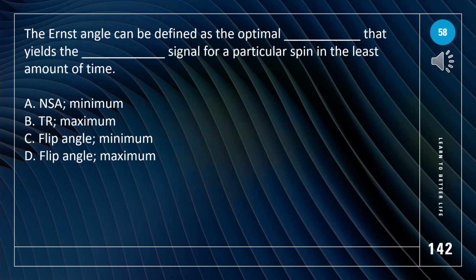The Ernst angle can be defined as the optimal what that yields the maximum or minimum signal for a particular spin in the least amount of time? A. NSA minimum. B. TR maximum. C. Flip angle minimum. D. Flip angle maximum. The answer is D. Flip angle maximum.